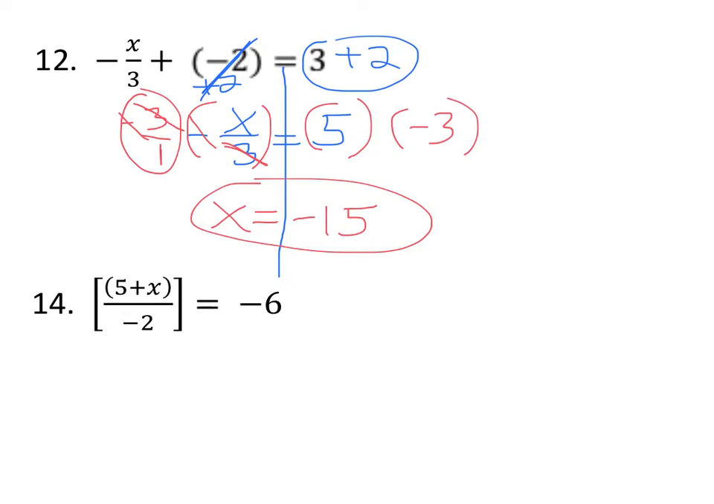Okay, so that's two-step equations right there. Actually, you know what? I'm going to hold off on number 14 because number 14 is a little bit different than 11 and 12, but those are your two basic two-step equations.